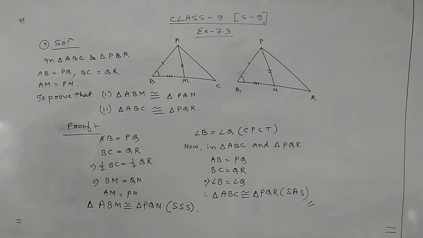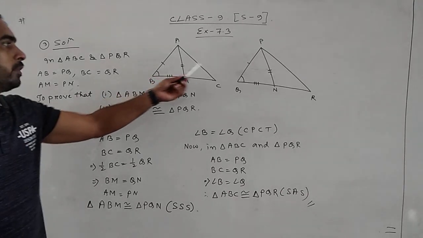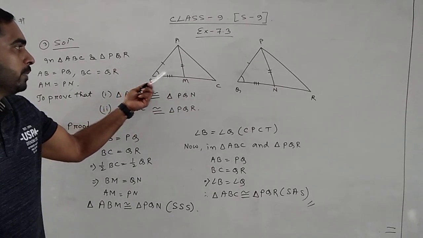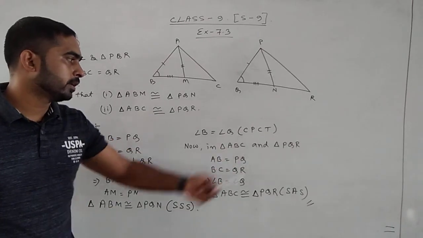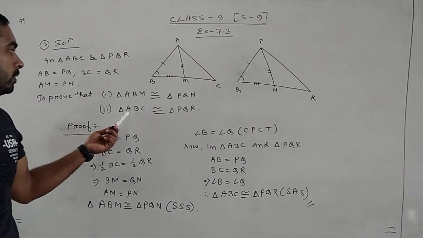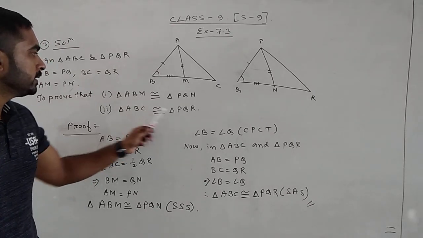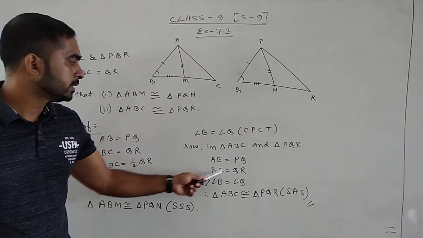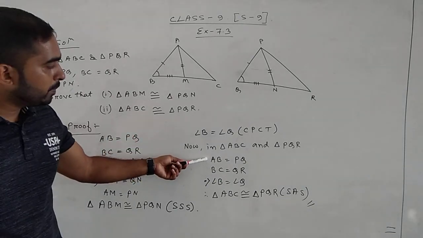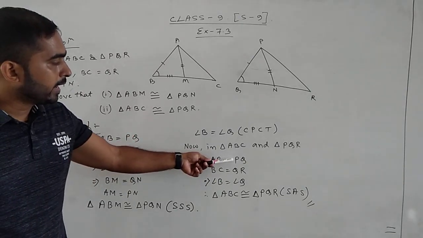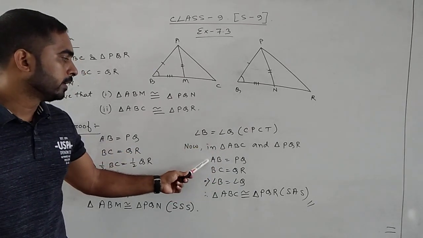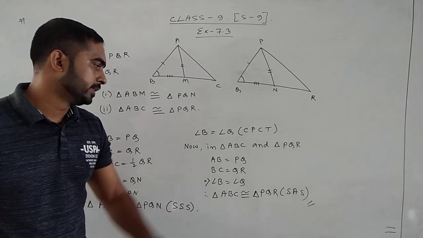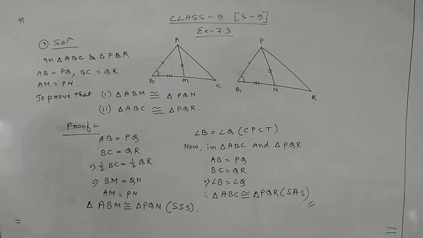So this is the solution of this question. First, we have to prove these two small triangles are congruent. Then from there we can say angle B equal to angle Q because of CPCT. Then we consider triangle ABC and triangle PQR, because we have to prove these two triangles are congruent. AB equal to PQ, BC equal to QR, and the angle between them, B and Q, are equal, as we have just proved. That's why by side angle side, triangle ABC and triangle PQR are congruent.